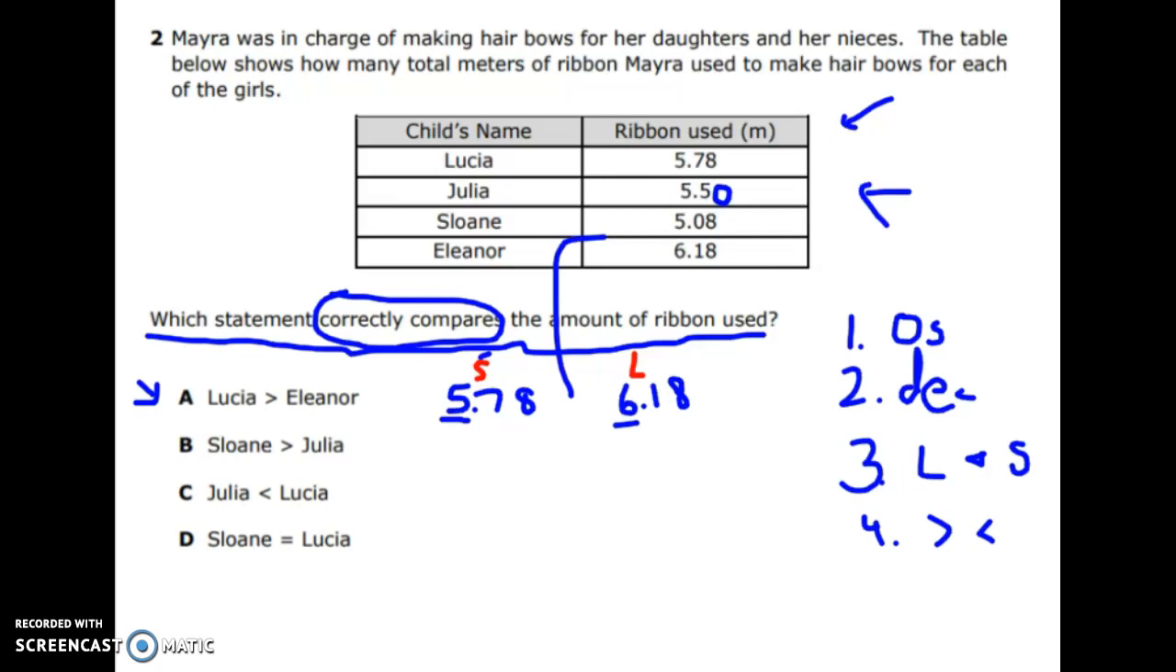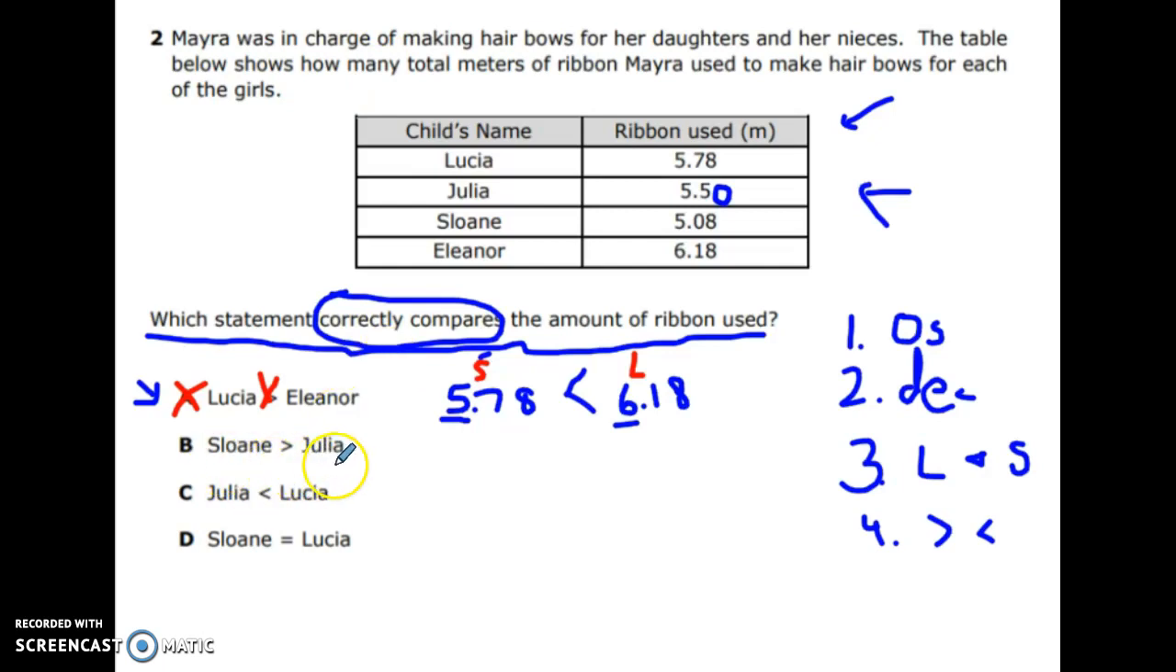And so therefore you want to go ahead and just put in the symbol and go, oh, this one is larger, and so therefore it's opened up towards the larger decimal. And then I can go back over here and I can go, oh dear, look at that. That is the wrong symbol. And so then I can cross off A. Okay? So, going on to B.